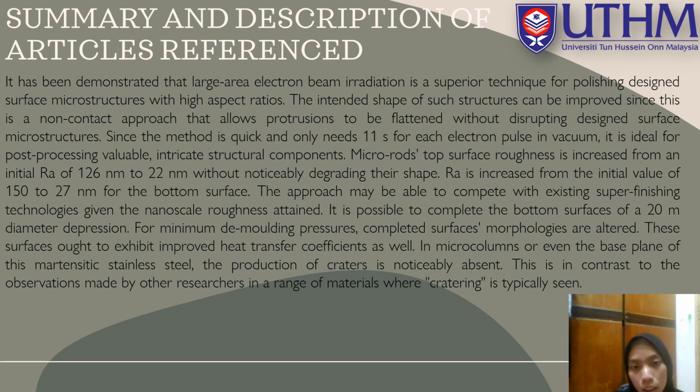The method is quick, needing 11 shots for each electron beam per vacuum, which is ideal for post-processing. Micro surface roughness is improved from Ra 126 nm to 22 nm without notably degrading the shape. Ra improved from the initial value of 115 nm to 27 nm for the bottom surface. The approach may be complete.